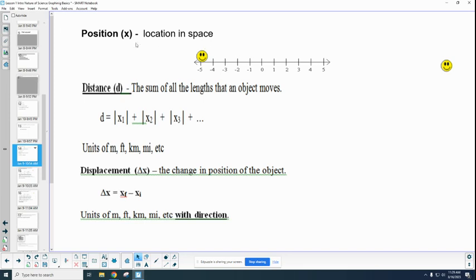If we're working horizontally, it's usually represented with an X. If it's vertical, we'll use Y. So distance is just describing the sum of all the lengths that an object moves.